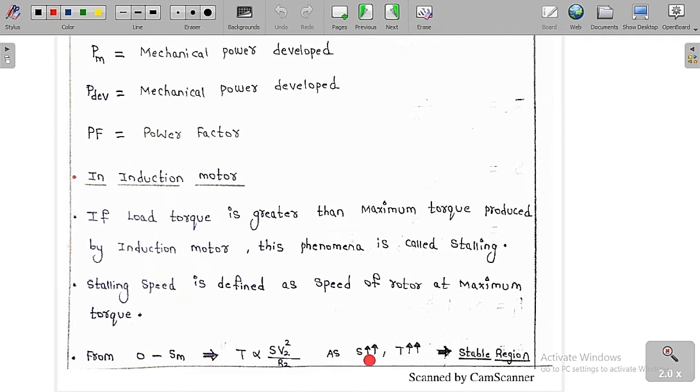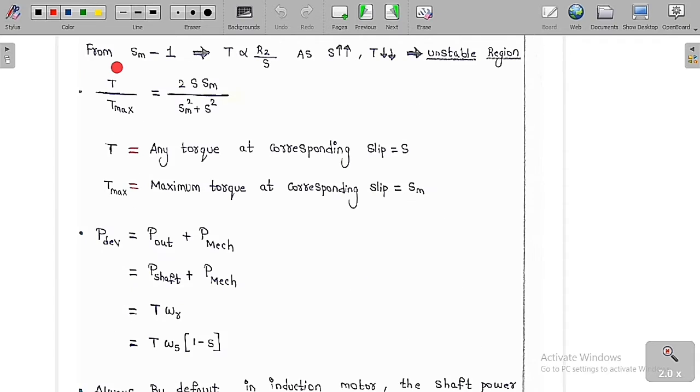So whenever the slip increases, the torque increases. Both are directly proportional, and this is said to be a stable region. I will explain why it is called stable. Whereas whenever the slip varies from S_m to 1, it is called the high slip region, or the unstable region. In the high slip region, (S·X2)² is always greater than R2², so we neglect R2². Then we get torque directly proportional to R2 by S. As you can clearly see, as S increases, the torque decreases. Both are inversely proportional, so whenever the slip increases, the torque will reduce. This is called the unstable region.